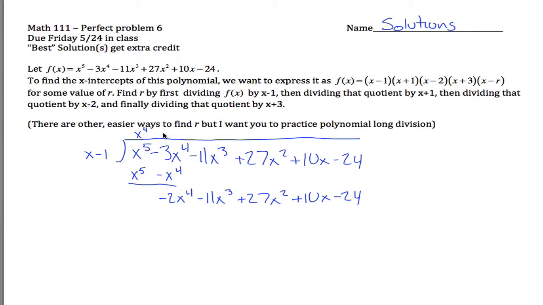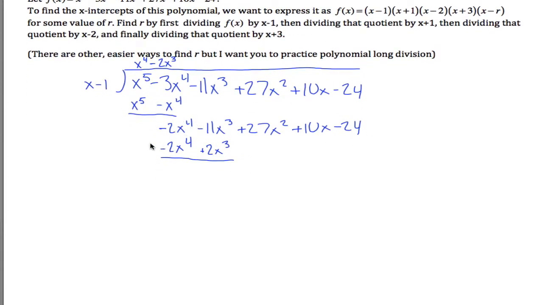To get rid of negative 2x to the 4th, I need a negative 2x cubed up here. And the reason I need negative 2x cubed is because negative 2x cubed times x is negative 2x to the 4th. Negative 2x cubed times negative 1 is positive 2x cubed. And now I subtract. Negative 2x to the 4th minus negative 2x to the 4th, those just cancel out. Negative 11x cubed minus 2x cubed is negative 13x cubed. And I can just bring down the rest of this stuff.